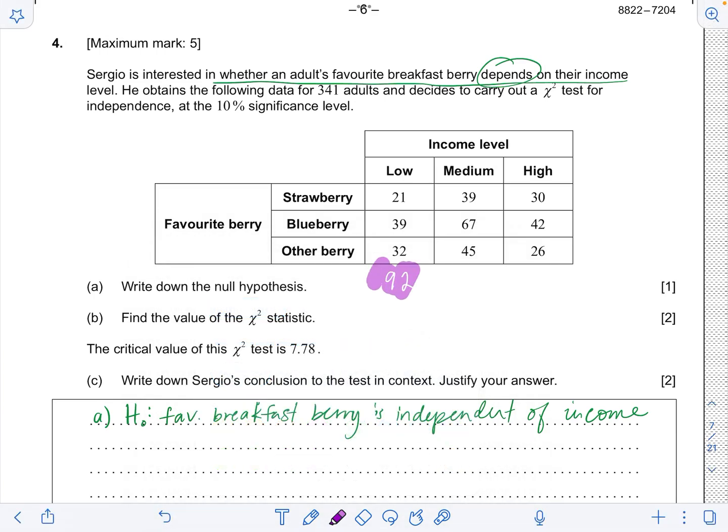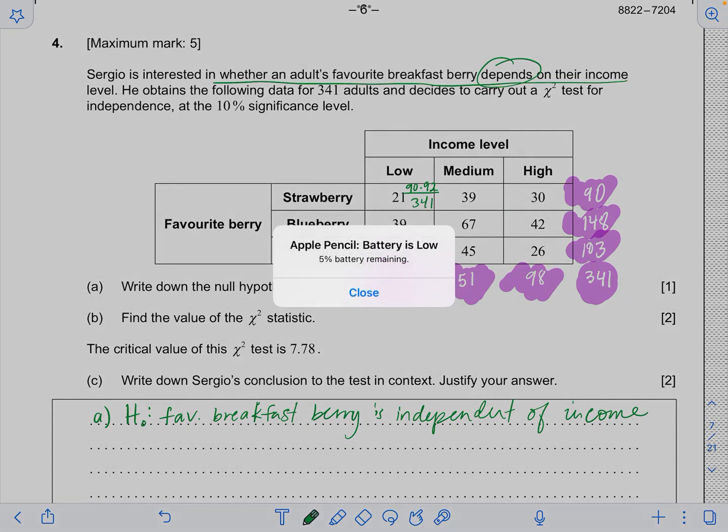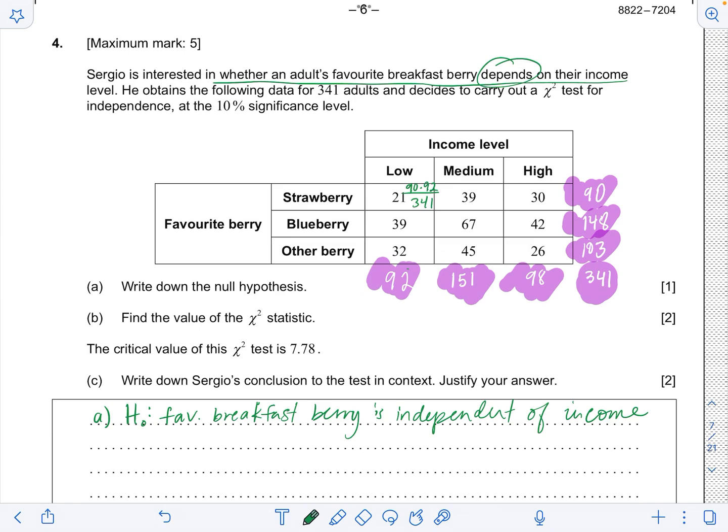You have to find the sum of each row and the sum of each column, and then the sum total. And then you'll write a matrix where you take the row total times the column total divided by the total. So in this case, we had a row total of 90, a column total of 92, all over 341. And you can just type that straight into your calculator, straight into the matrix, and it will do the calculation for you. Here, I'll just do one more example, 151 times 90 over 341.